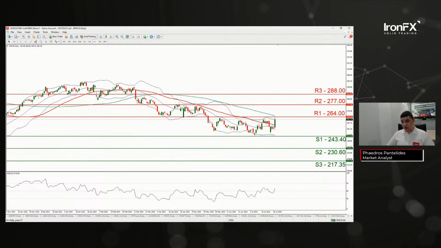Then we have the monetary policy decisions from the EC, not from the ECB, from the BOE, BOJ, and the Fed. So a high number of financial releases. We also have the GDP rates for the Eurozone. We have the preliminary HICP rates tomorrow as well.